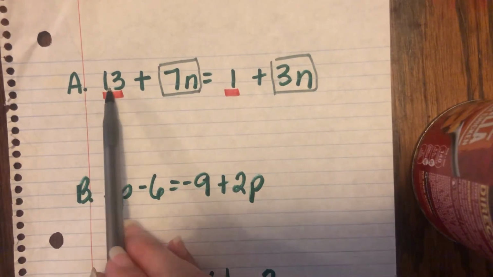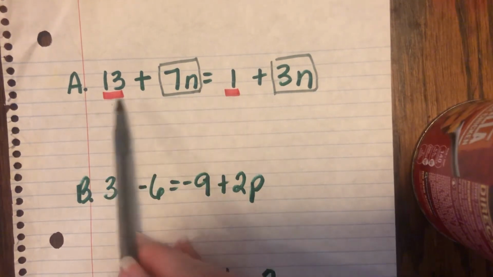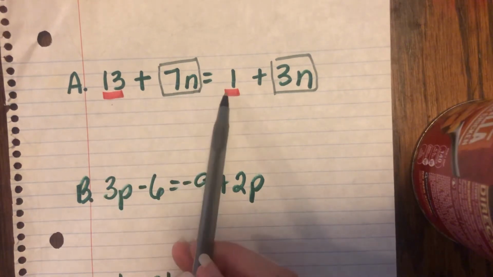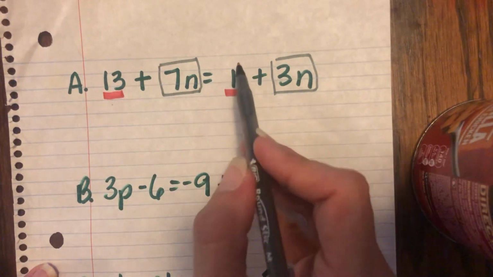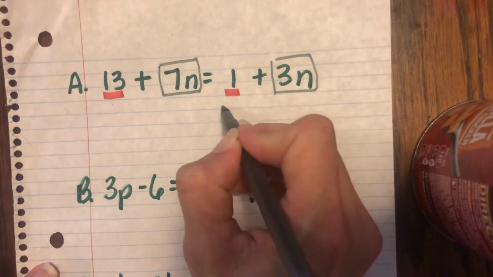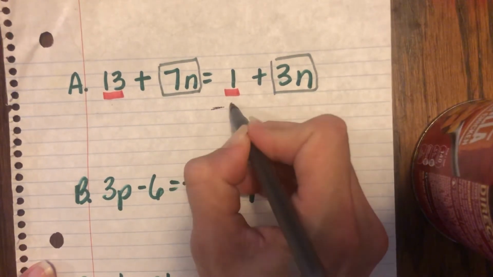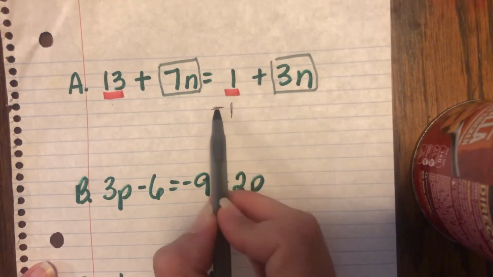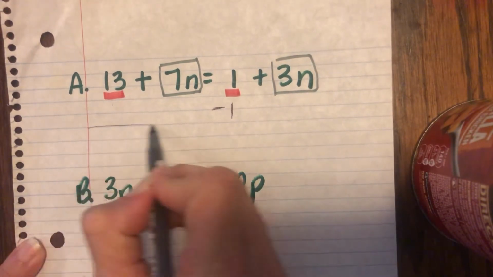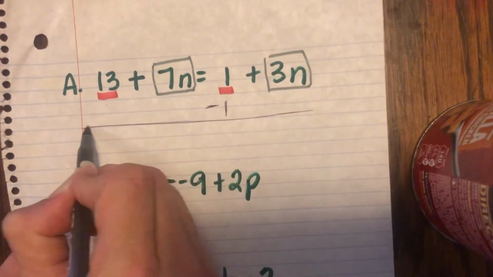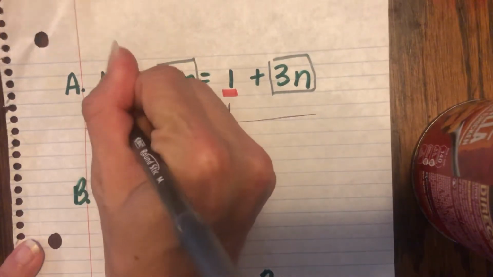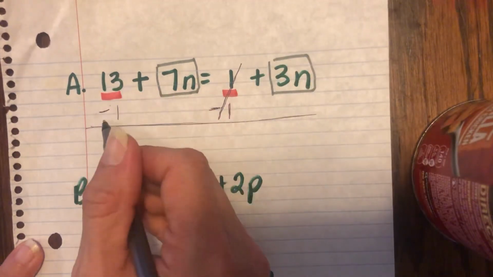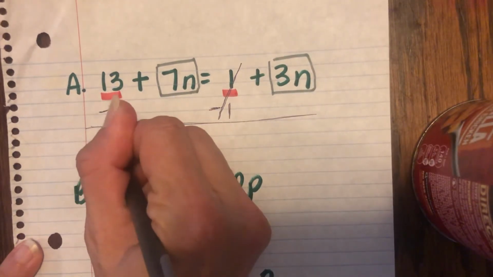Instead of subtracting both sides by 13, I think it's going to be easier to subtract both sides by negative 1. By subtracting both sides by 1. And the reason I'm subtracting 1 is because this is a positive 1. So 1 minus 1 is 0, and that's what I want to happen. I want it to cancel out. So I'm going to subtract 1 over here as well. That goes away. 13 minus 1 is 12.